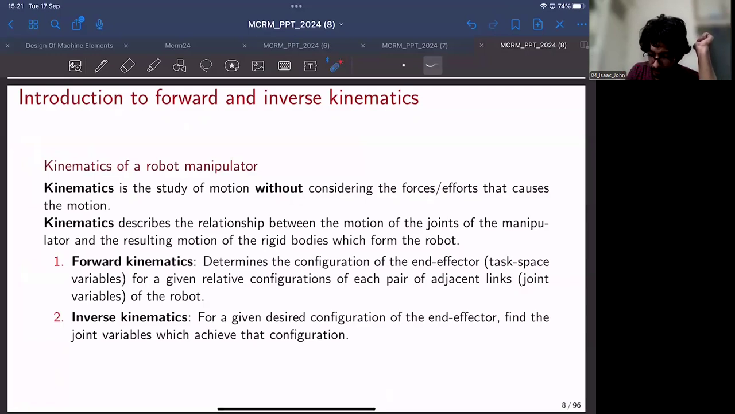And kinematics, from the context of a robot, describes the relation between motion of the joints of the manipulator and the resulting motion of the rigid bodies which form the robot. So as you know, a robot like this 2R serial robot comprises two links connected by two joints. And if this is the gripper, the position of the gripper is denoted by X and Y. So, kinematics is basically the study of mapping the joint rotations.